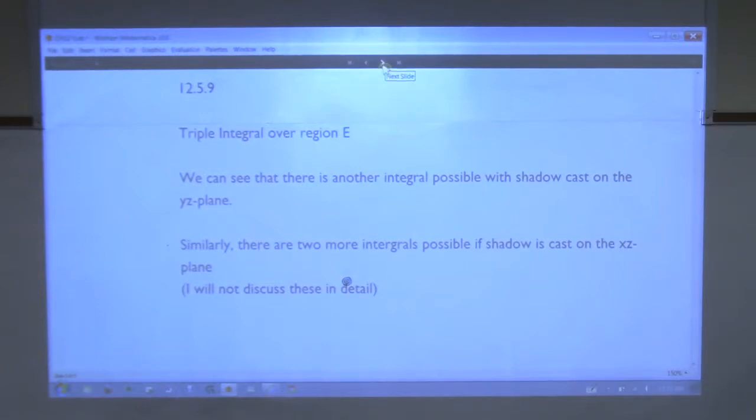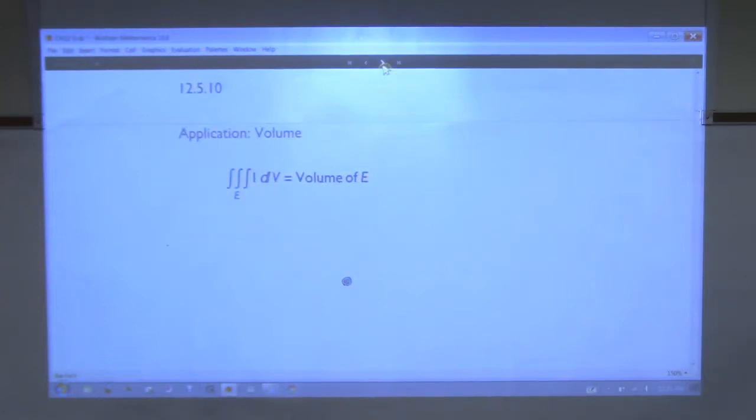That I talked about last class. This was just saying that you could project it onto different planes. I don't know why it's twice in the notes.